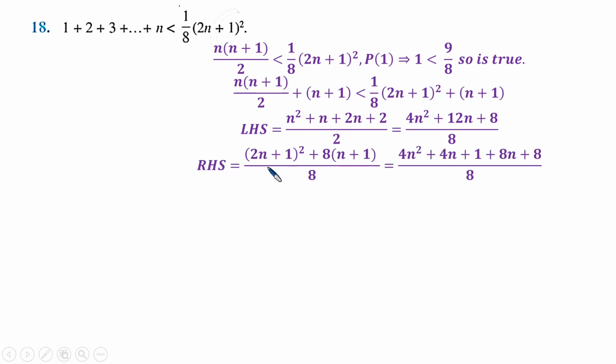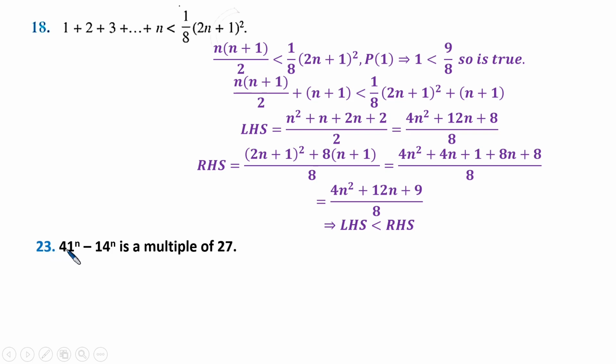And similarly, the right hand side is this one, that is 2n plus 1 the whole square plus, I cross multiply it, divided by 8, I get this. And if I simplify this, I will get 4n square plus 12n plus 9. So you see, this is 8 here, this is 9. So your left hand side is less than right hand side. So this is true for n plus 1 also. So by mathematical induction, I can say that this is a correct statement.